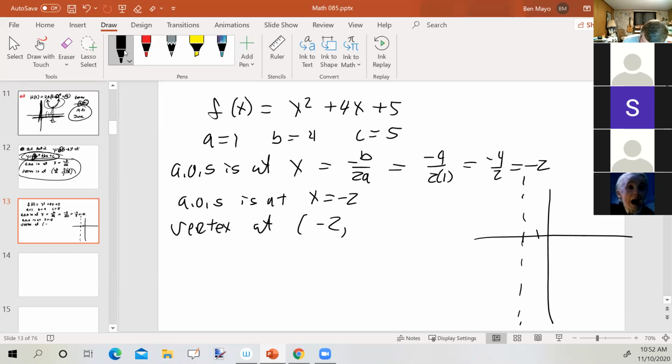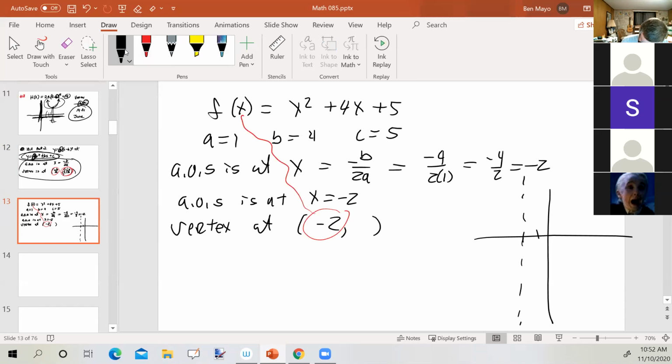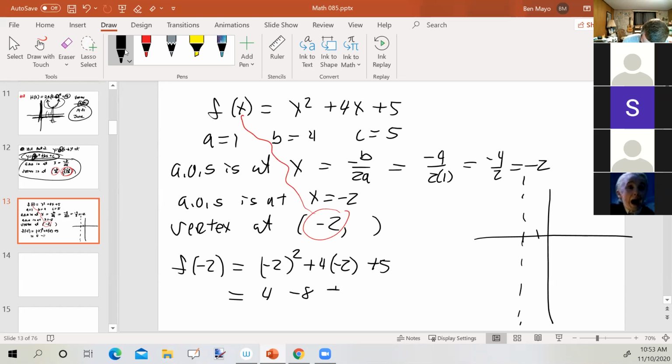Then we're supposed to find the vertex. The vertex is at negative 2, comma. How do you find the corresponding y value? You take this x value and you put it in there. So you find f of negative 2. Just like back here, if we've got the x value, you find f of the x value. Okay, so we've got f of negative 2 equals negative 2 squared plus 4 times negative 2 plus 5, which is 4 minus 8 plus 5, which is 1. So the vertex is at negative 2, 1, right there.